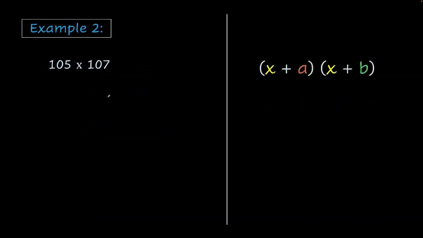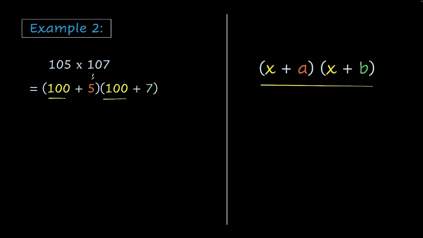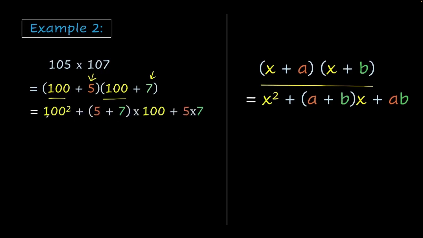105 times 107. And our expression is (x + a)(x + b), which is our identity. But how is this related to this? Here is how. If we write 105 as 100 plus 5 and we write 107 as 100 plus 7, then we get the same kind of expression. So 100 is our x here, a is 5 and b is 7. So our expression is x squared plus (a + b) into x plus ab. So 100 squared plus (5 + 7) times 100 plus 5 times 7. x squared is 100 squared, a plus b is 5 plus 7, x is 100, ab is 5 into 7.